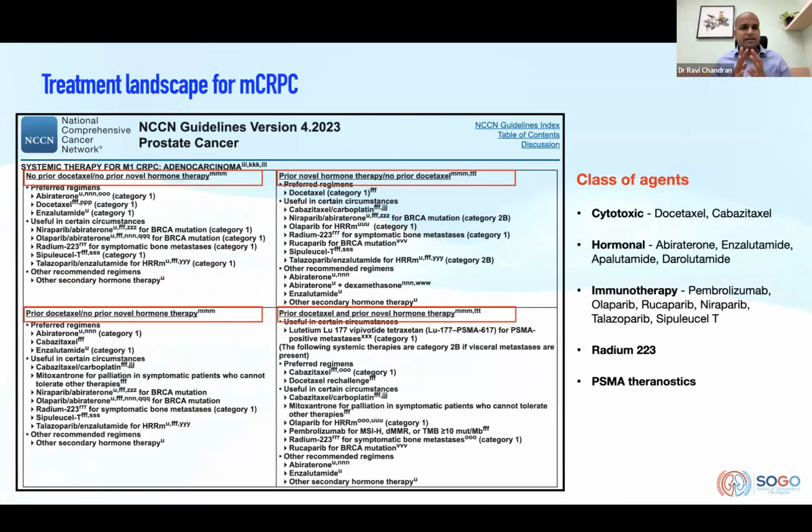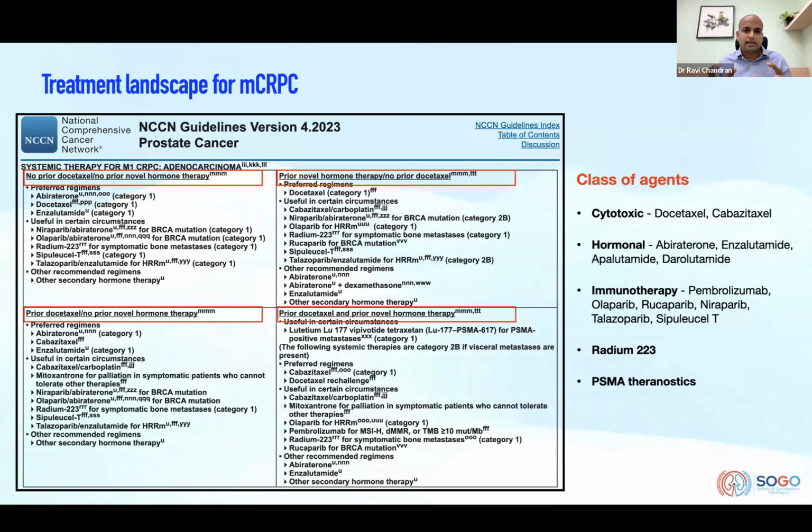Next, coming to the treatment landscape for metastatic CRPC, this is from NCCN, wherein we can see they have divided the setup into 4 portions. One, that there is no prior docetaxel or no prior novel hormone therapy, and then only docetaxel is given, or only novel androgen receptor inhibitors are given, or when both of them are given. And as you can see here, the classes of agents which are used range from cytotoxic to the latest PSMA theranostics.